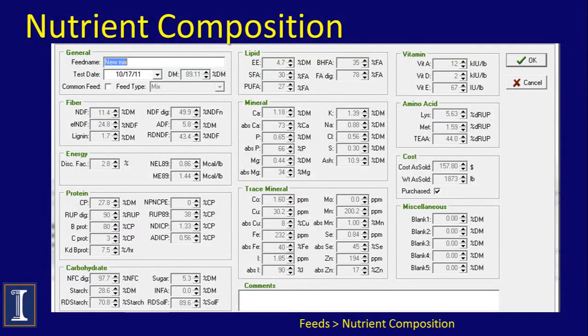Now we can look at the nutrient composition of this new mix. So you can see the fiber, energy, protein, carbohydrates, minerals, trace minerals of all what's in that premix. So now I've got a feed tag. I've now generated a feed tag here, and it's on an 89% dry matter basis, which means it's an official feed tag that you could actually paste on your bag or supply to your user.